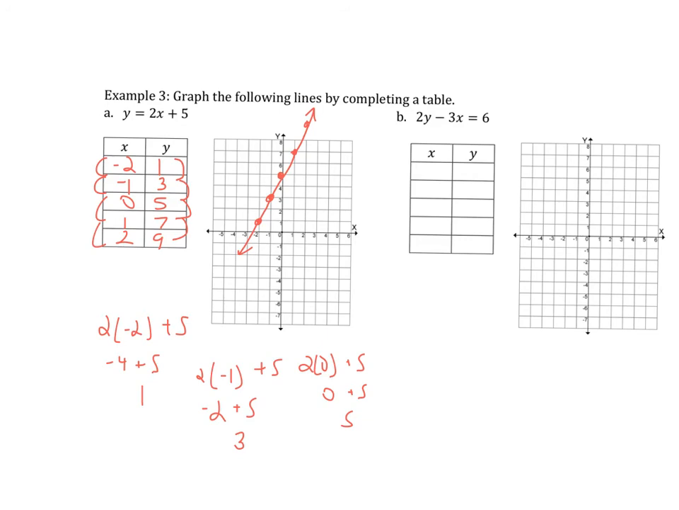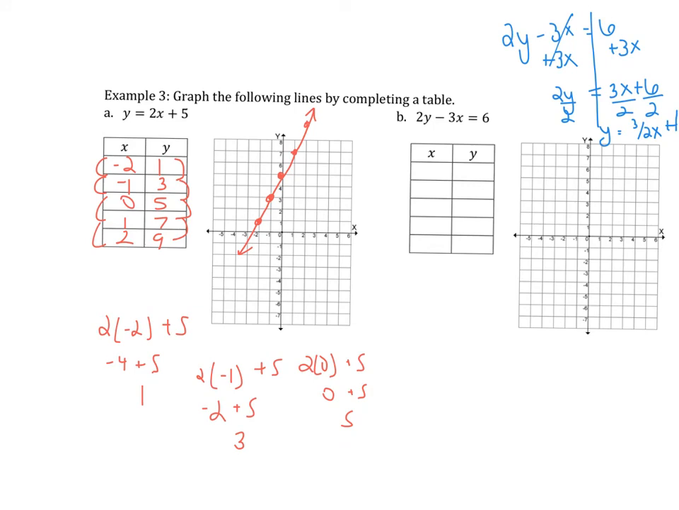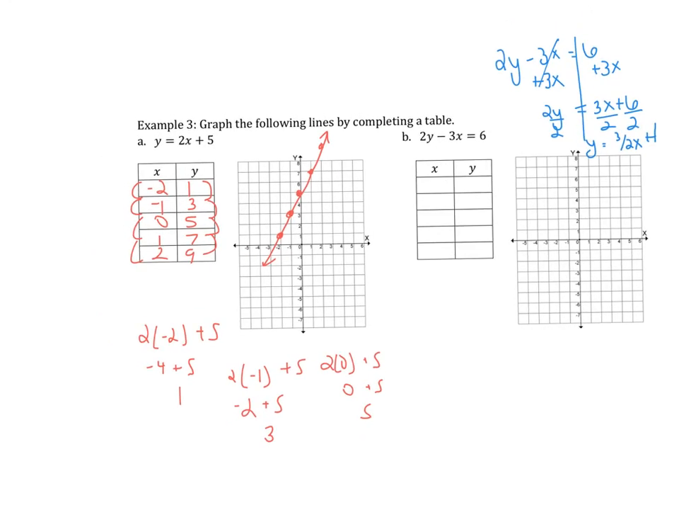Now in example B, we have to do things a little bit different because it's not already solved for y. So the very first thing we have to do is get y by itself. Draw my river. Thing farthest away from y is negative 3x. So I'm going to undo that negative 3x by adding 3x to both sides. That cancels. We have 2y equals 3x plus 6. Divide everything by 2 and simplify. So y equals 3 halves x plus 3. Zoom out a little bit so that we can actually see that 3 there.